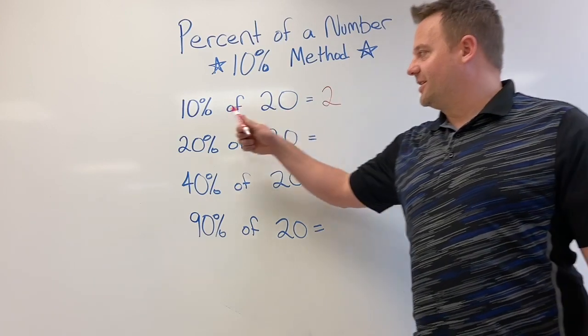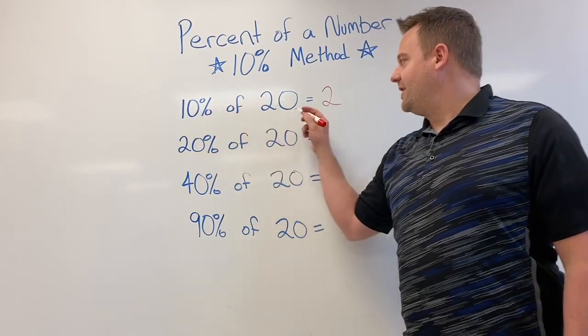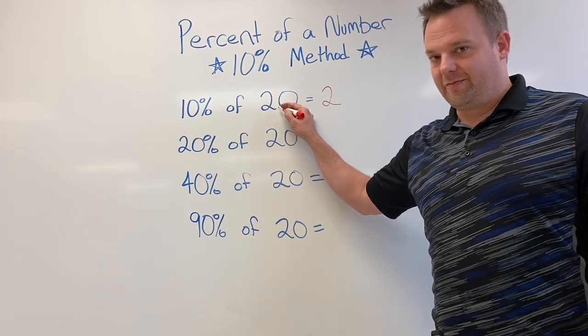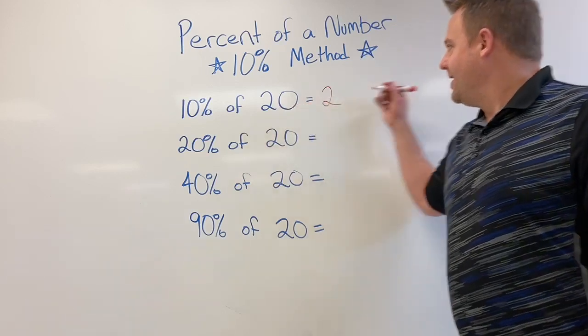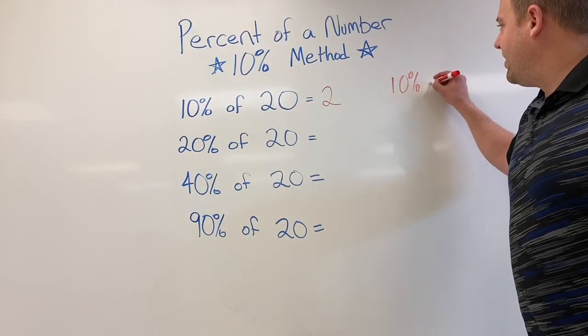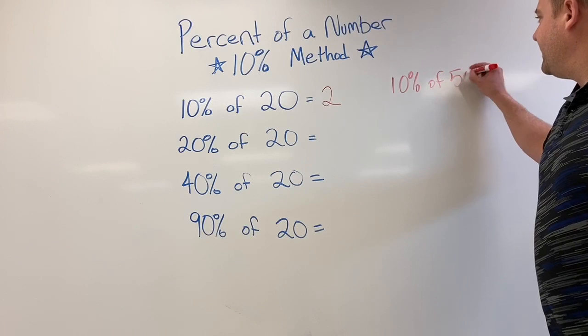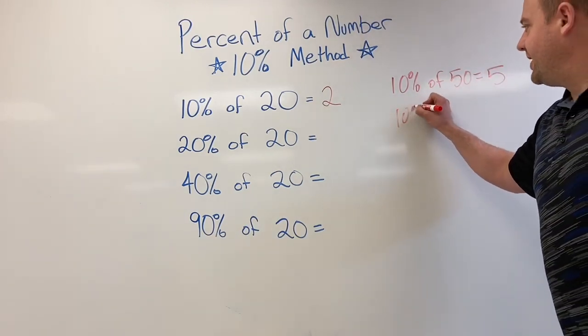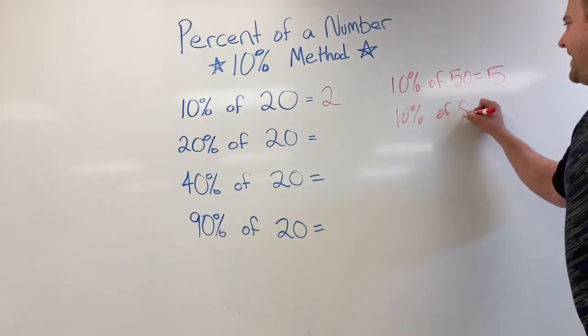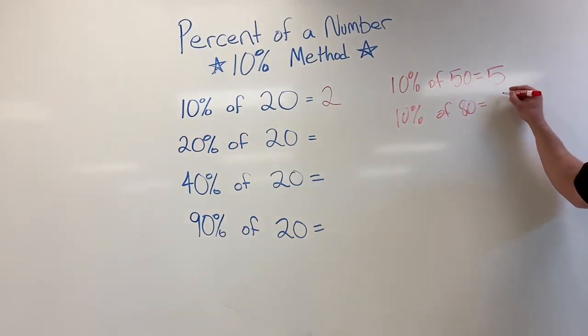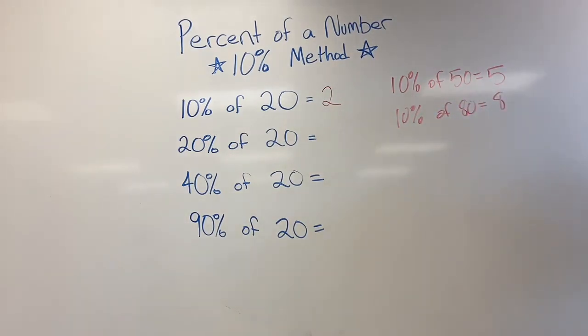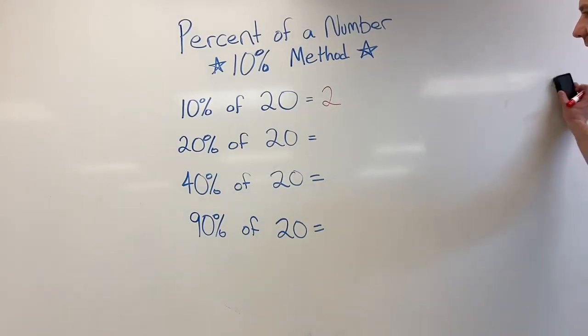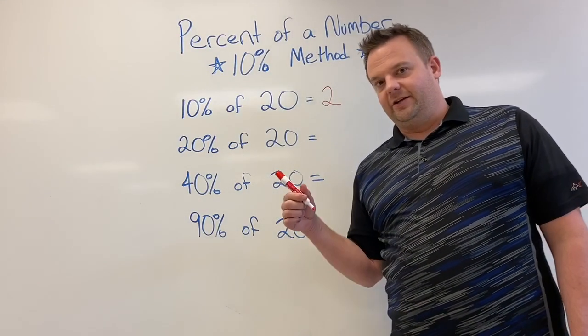Now I want you to see something. 10% of 20, the decimal just moved back one place. Like 10% of 50, what would that be? That would be 5, right? 10% of 80, well, that would be 8. Okay, so we have that established. So 10% of 20 is 2.